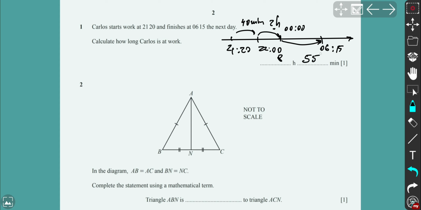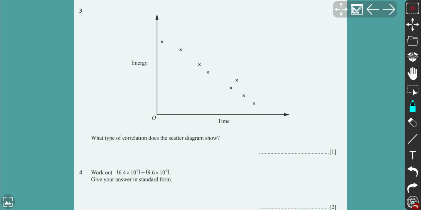All right, so next one. Diagram: AB equals AC, so it's an isosceles triangle, and BN equals NC. So it looks like that's a bisector of BC, according to the theorem. Complete the statement using a mathematical term: triangle ABN to triangle ACN. Basically they are equal, the same, identical, no matter how you call it, but the right term is congruent. Congruent in terms of identical triangles, so they're equal. All right, so next one.